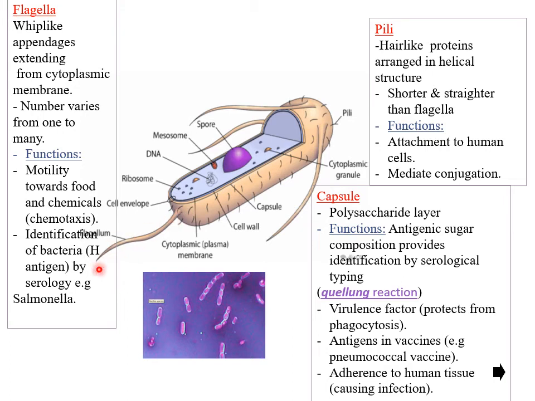Again, this structure is similar to the capsule in that it helps us to identify bacteria because it has an antigen called H antigen. This H antigen can help us in serology, which means that this is an antigen that will produce antibody as a response from the body, and then the reaction will happen. This is used to identify a bacteria called Salmonella.